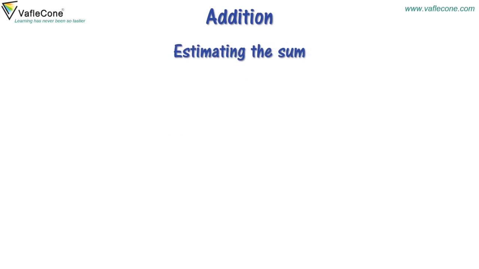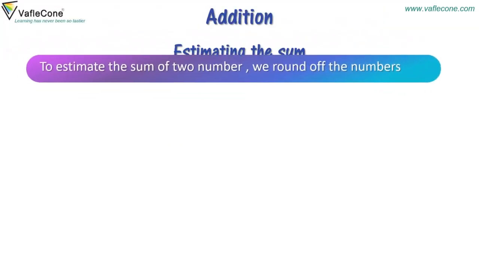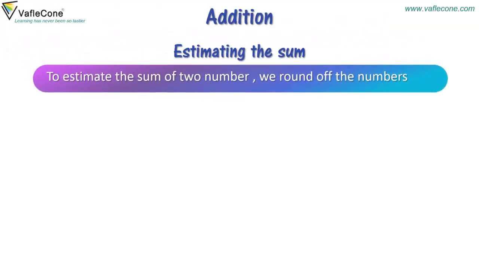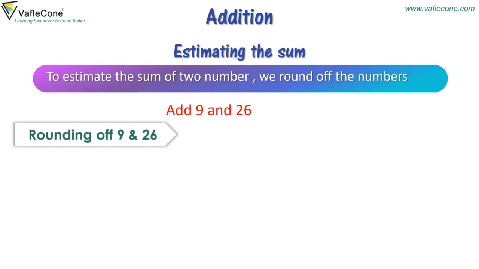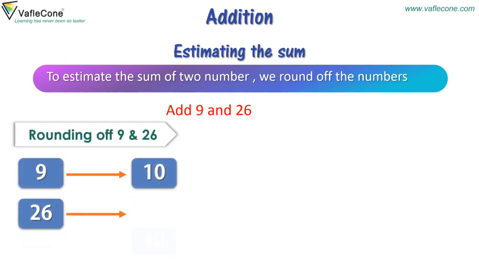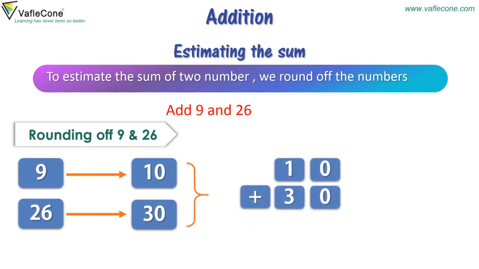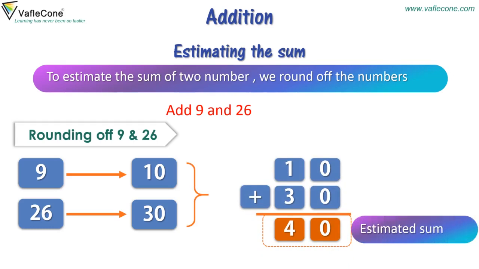Estimating the sum. To estimate the sum of two numbers, we round off the numbers. Add 9 and 26. Rounding off 9 and 26: 9 is rounded off to 10 and 26 is rounded off to 30. Now the sum of 10 plus 30 is equal to 40, which is the estimated sum.